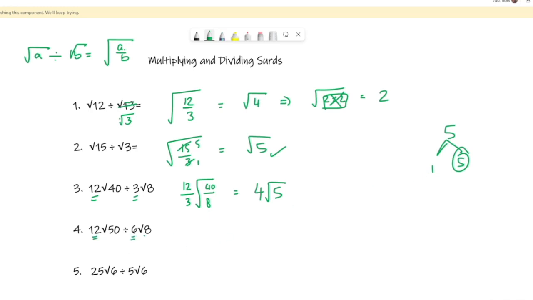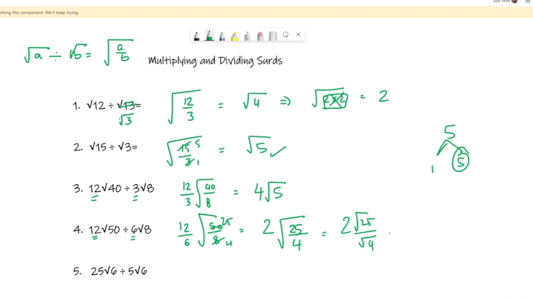12 over 6 times root 50 over root 8. So 12 divided by 6 will be 2. And root 50 over 8, let's simplify it. 50 is 2 times 25, and 8 is 2 times 4. I think this is it, you can't simplify it anymore. So it will stay root 25 over 4. Or you can say it will be 2 root 25 over root 4.